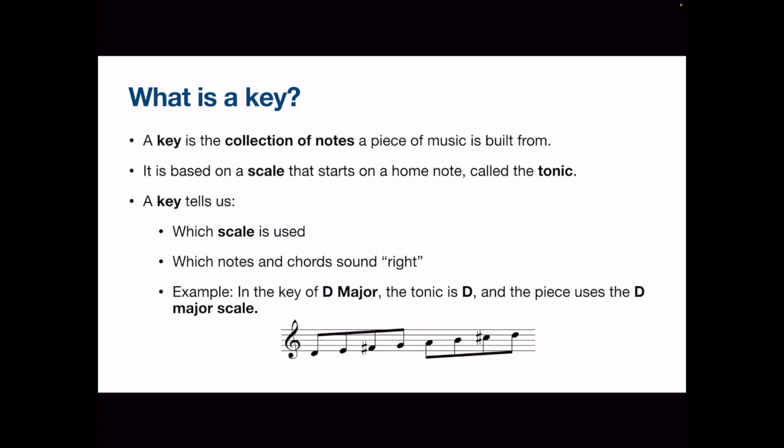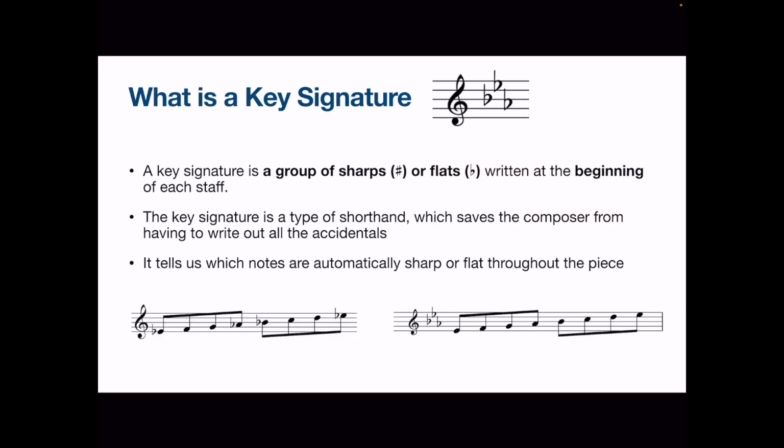D, E, F sharp, G, A, B, C sharp, and then D. So now we're going to talk about key signature. So a key signature is a group of sharps or flats written at the beginning of each staff. The key signature is a type of shorthand which saves a composer from having to write out all the accidentals.